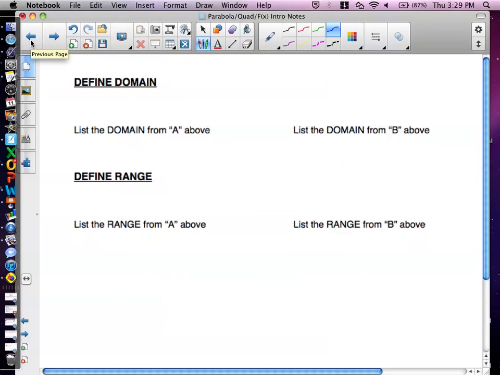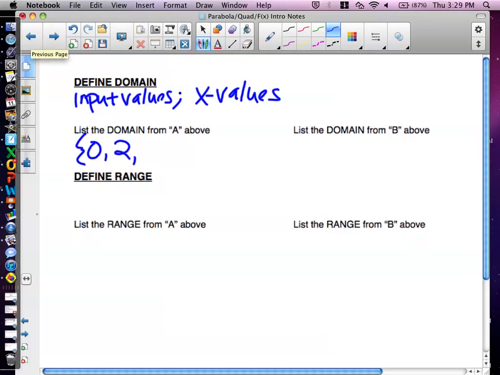Domain. To define domain simply for Algebra 1, it would be your input values or your x values. So looking at the function given in A, if you were asked to list the domain from A above using set notation, it would just simply be the x values: 0, 2, and 1/2. And then when you complete function B on your own, you can list the domain for function B.